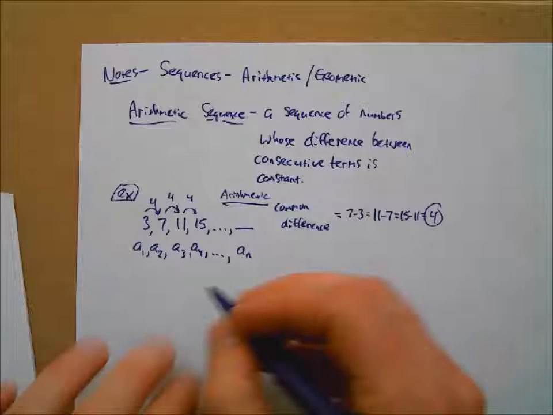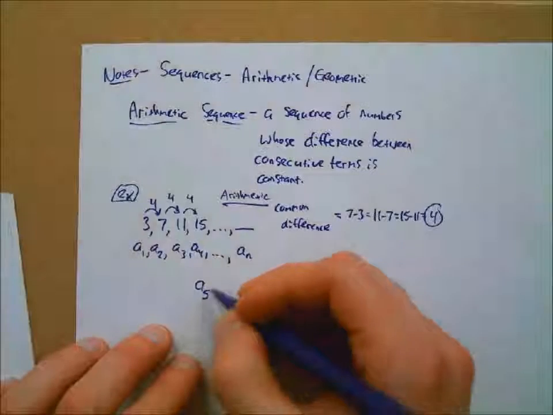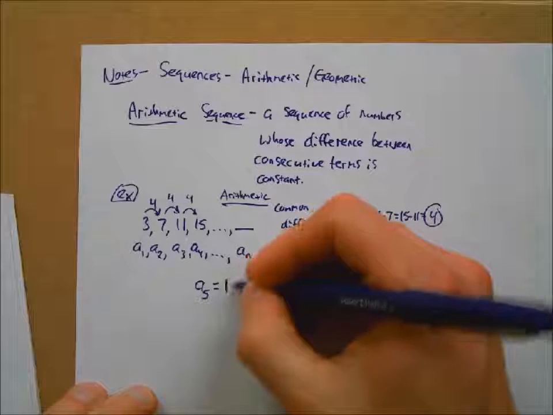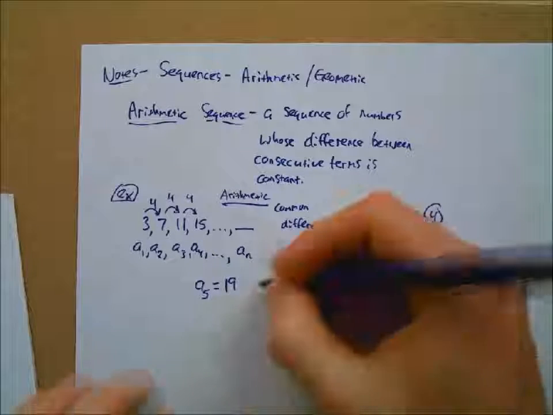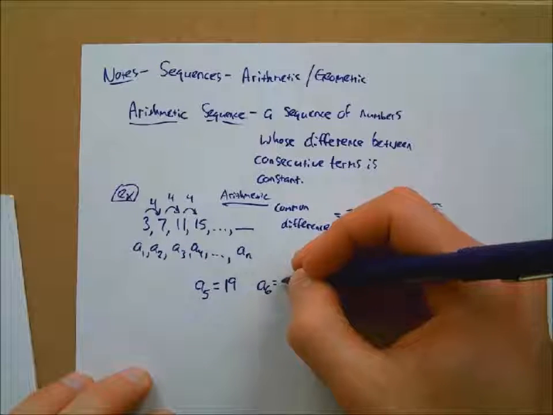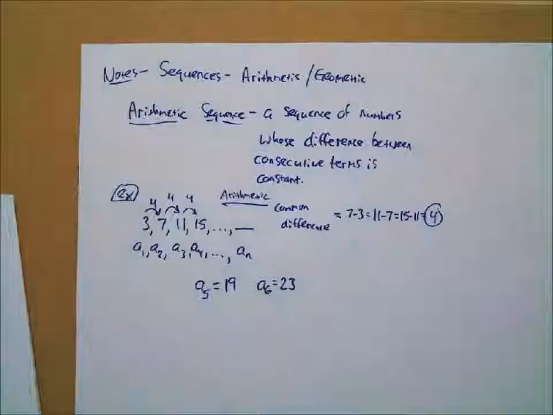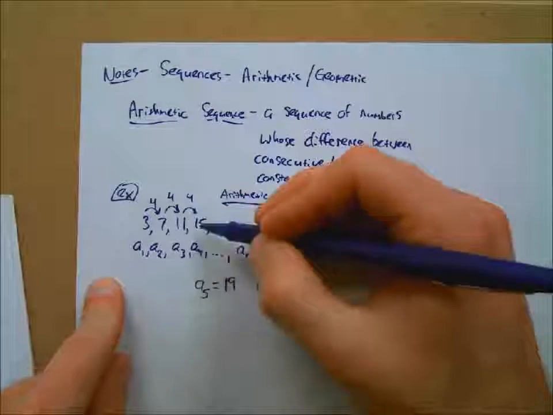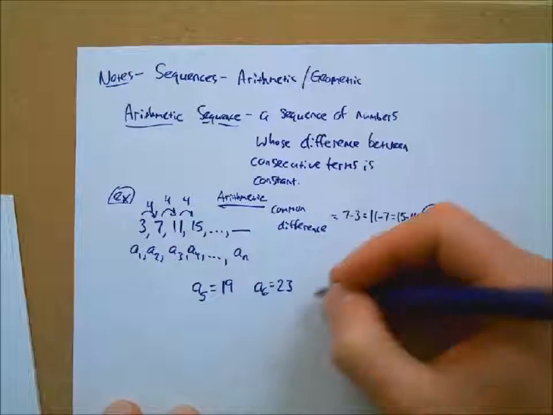So then, knowing that, what is a sub 5 going to be? The fifth term will be what? I heard 19, I heard 23. What's the fifth term going to be? 19. What's the sixth term going to be? 23, right? Just keep adding 4. The fourth term was 15, so the fifth term will be 19, and the sixth term will be 23.